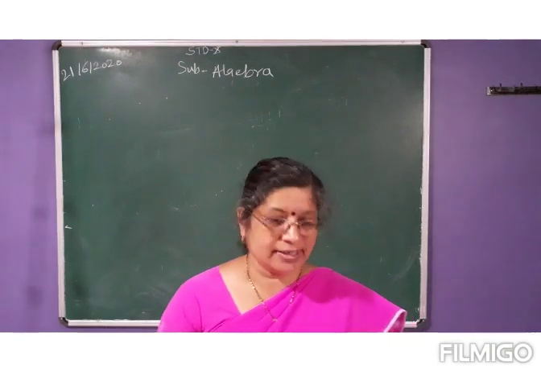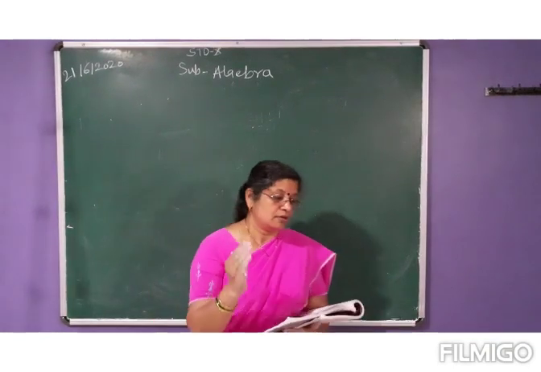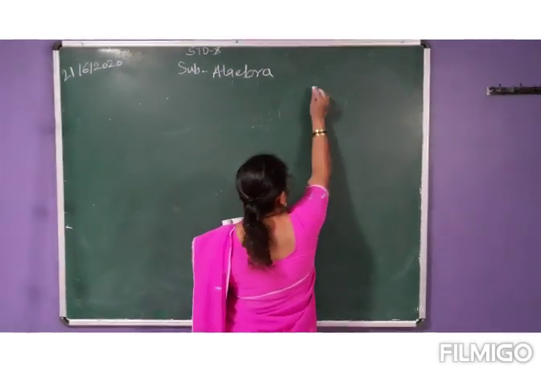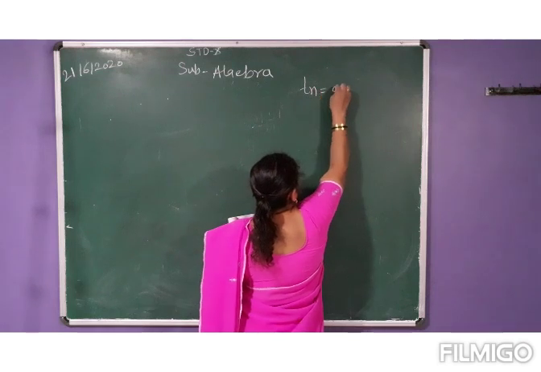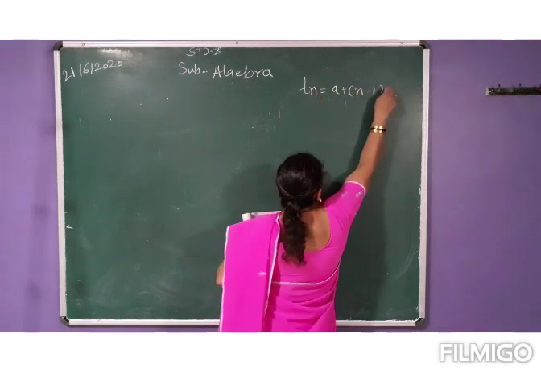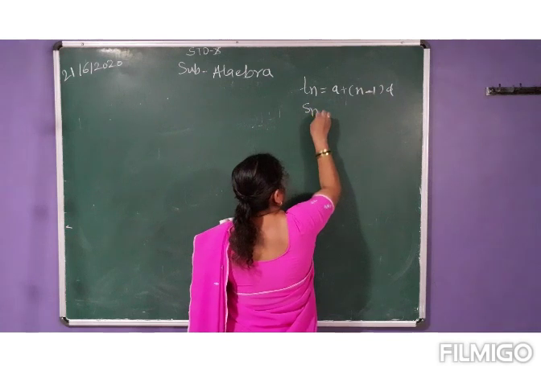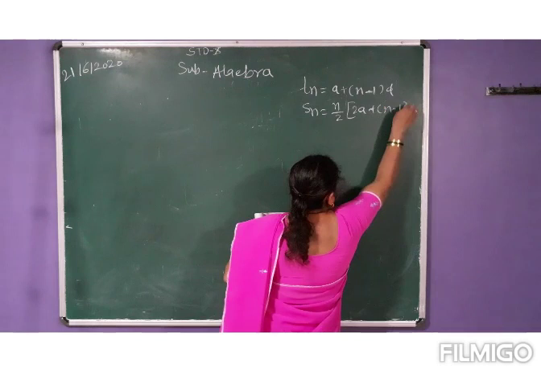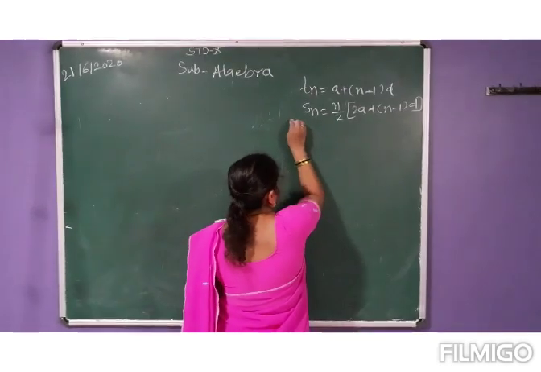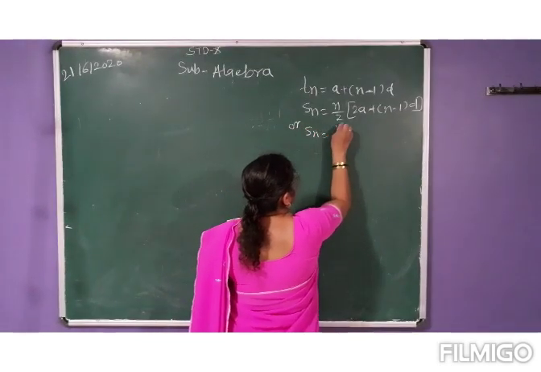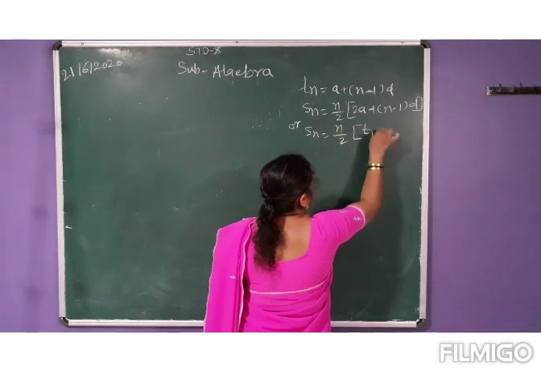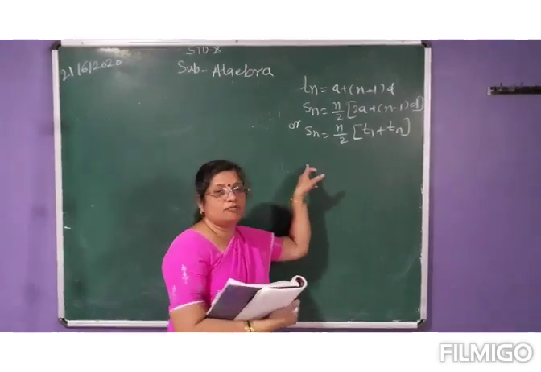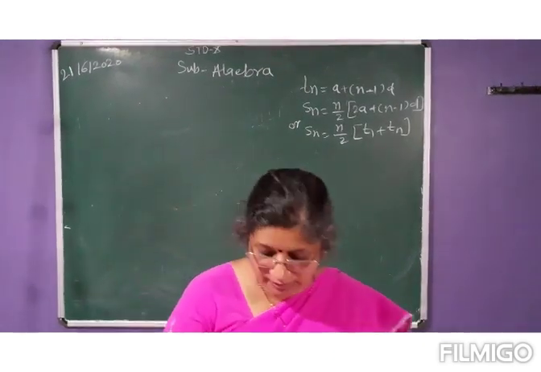Okay. In the last lecture, we studied the Sn formula, that is, the sum of n terms. I am writing here both the formulas. Tn is equal to a plus (n minus 1) into d, and Sn is equal to n upon 2 [2a plus (n minus 1) into d], or another formula of Sn is equal to n upon 2 [t1 plus tn]. Now depending on this Sn formula, we are going to find the sum of n numbers.